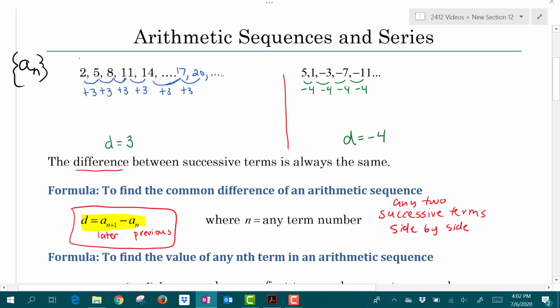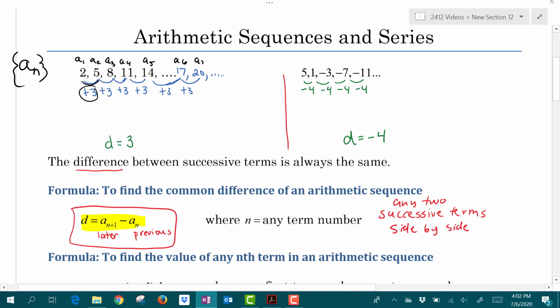If we call this sequence A, then 2 is the first term in the sequence, so I could call that A sub 1, and then A sub 2, A sub 3, A sub 4, A sub 5, A sub 6, A sub 7, and so on. If I start out with the first term in the sequence, how many times do I need to add my common difference of 3 to get to the second term in the sequence? And we only need to add that once.